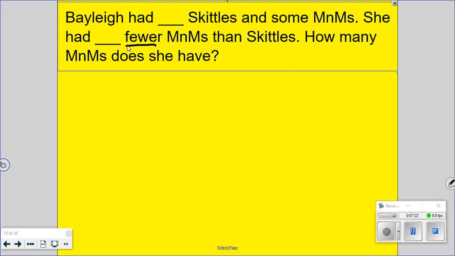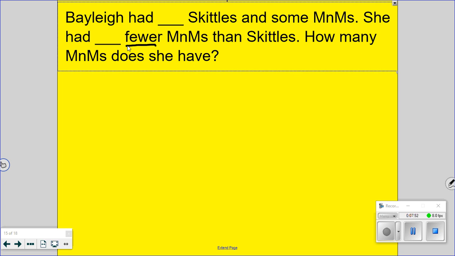It means less. I'm going to read this one more time, and I want you to see if you can figure out which one is the M&M bar. Bailey had blank Skittles and some M&Ms. She had blank fewer M&Ms than Skittles. How many M&Ms does she have? Which one is the M&M bar?